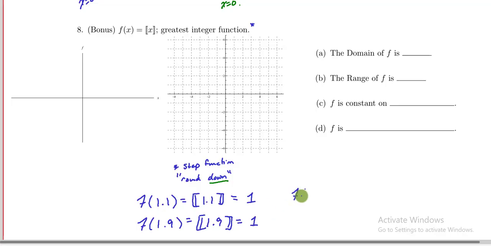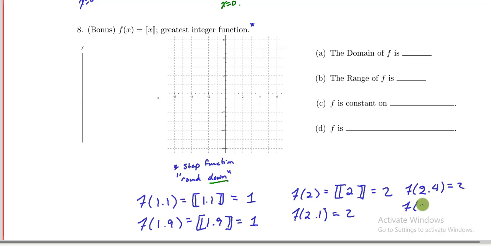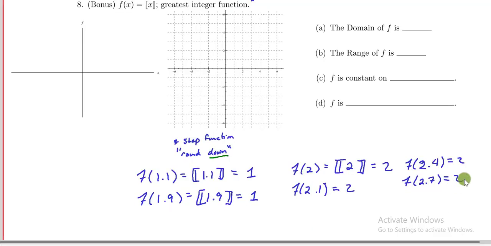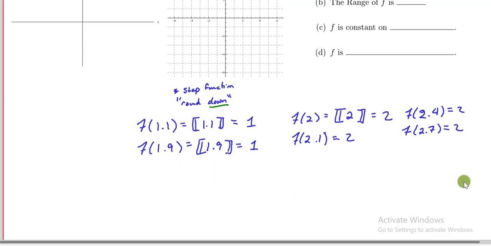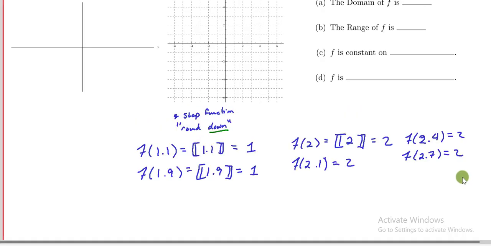But if I were to take f of 2, if you were to round down 2 to the greatest integer, it's already at an integer, so that's 2. F of 2.1 is 2. F of 2.4 is 2. And f of 2.7 is 2. And there are many other values between 2 and 3 that get rounded down to 2.